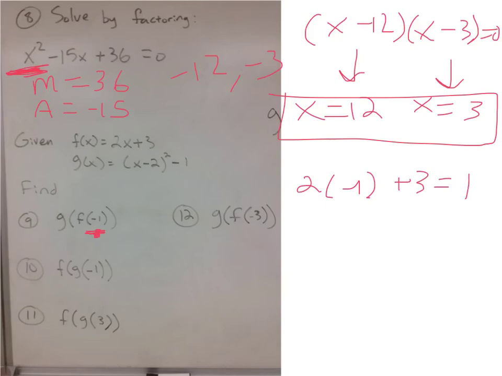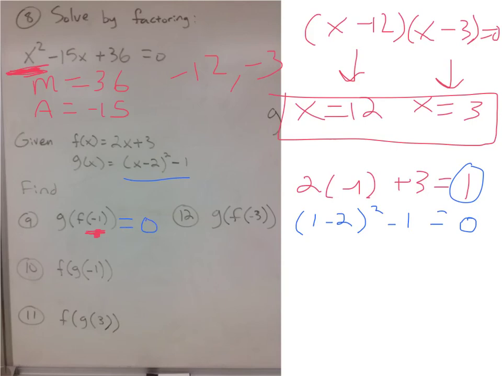And now I'm going to take that answer, and I'm going to plug that into g. So then that's going to be 1 minus 2 squared minus 1. 1 minus 2 is negative 1. Negative 1 squared is positive 1. Positive 1 minus 1 is 0, so then there you go. The answer for this first one is just 0.